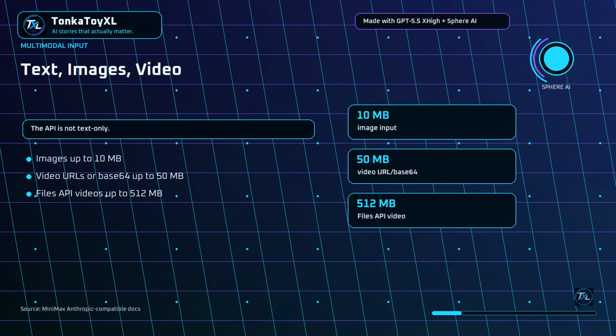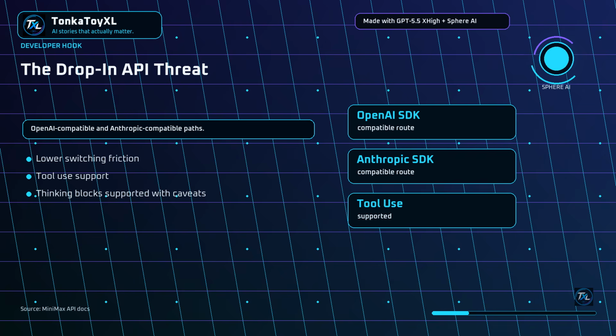The multimodal details matter. The docs say images are supported, video input is supported, and larger videos can go through the files API. That makes M3 more than a giant text box. The developer hook is the real competitive move. MiniMax offers OpenAI compatible and Anthropic compatible API paths, so teams can test M3 without building around a custom model endpoint.